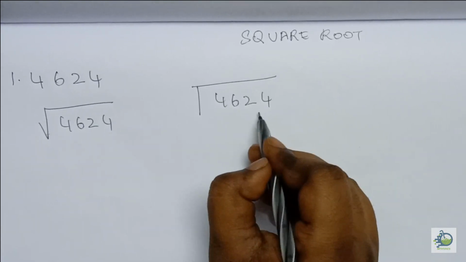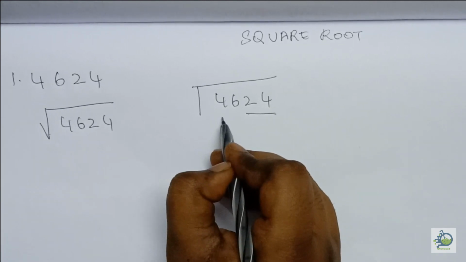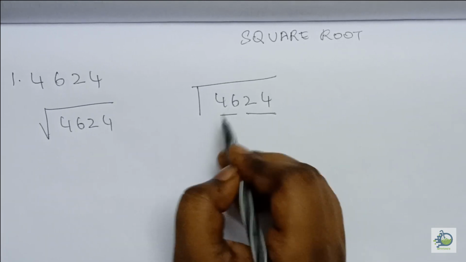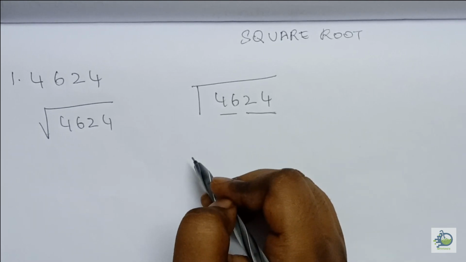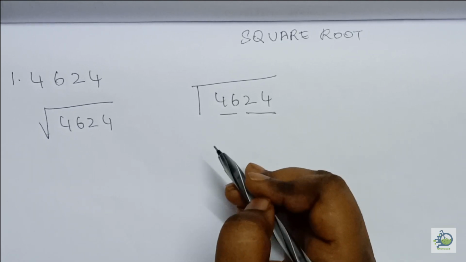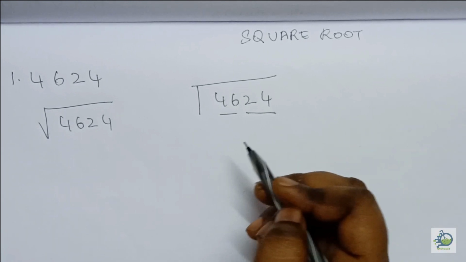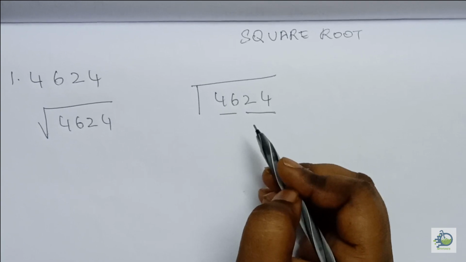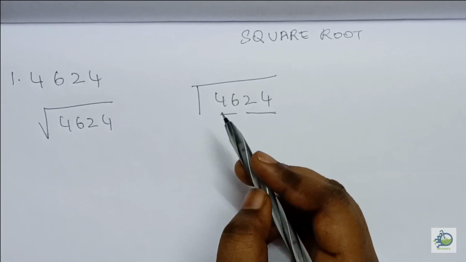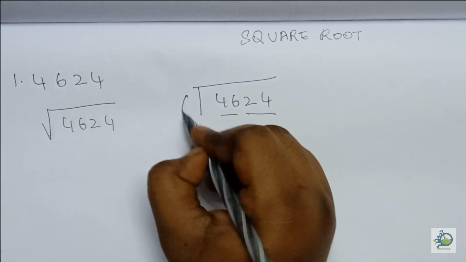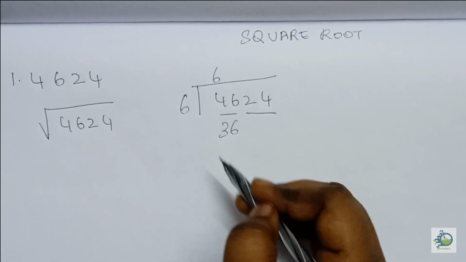Now from the last, I have to separate it into two-digit groups. So this is 24, and then I'm left with 46. Now what we have to take is a perfect square. For example, two twos are four, so four is a perfect square. Like that, I have to find a perfect square number which is closest to 46. We know that 6 sixes are 36 is the closest and the smallest to 46.